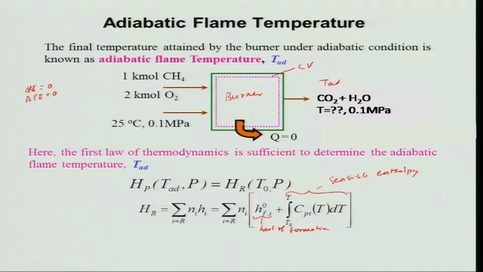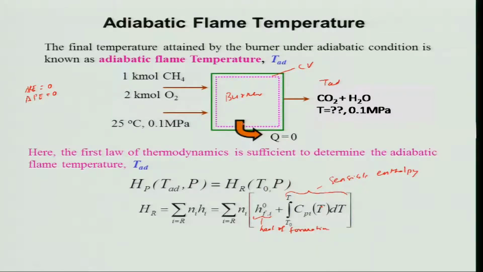And this is integrated from T naught to a particular temperature T, because T naught is the temperature at which all the data will be given, all the heat of formation data. And Cp, keep in mind, is a function of temperature. I cannot take it out, because the temperature will be very high.